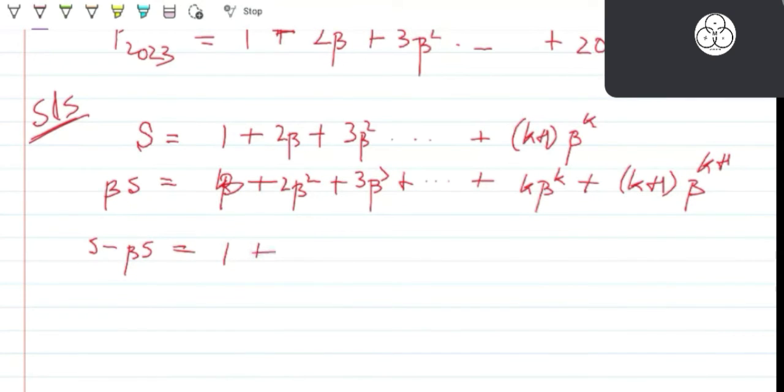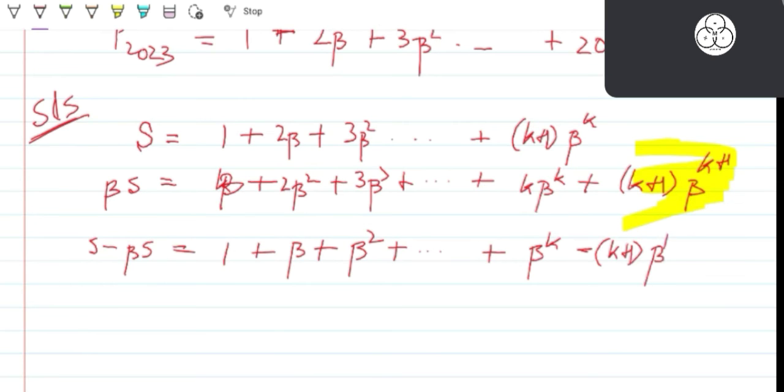That gives 1 plus beta plus beta square, and so on, up to beta to the power k, minus k plus 1 times beta to the power k plus 1. This will be minus because no one can cancel this term. Now this is a geometric progression, and using this we will find the value of S. This is the sequence and series method.